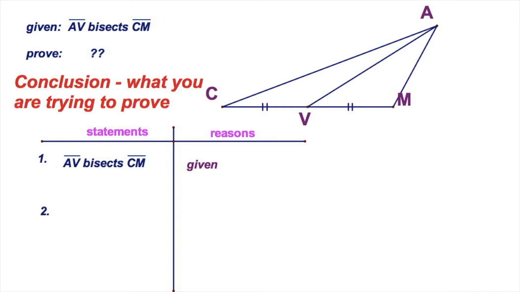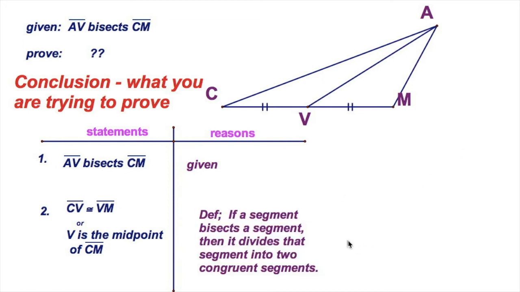What could you write? Well, I guess you could have said either way. You could have said CV congruent to VM. That'd be a nice conclusion. Or I suppose you could say V is the midpoint of CM. I'm going with the first one, and then I'll just say, if a segment bisects a segment, then it divides a segment into two congruent segments. And that is it. So that one, definition.